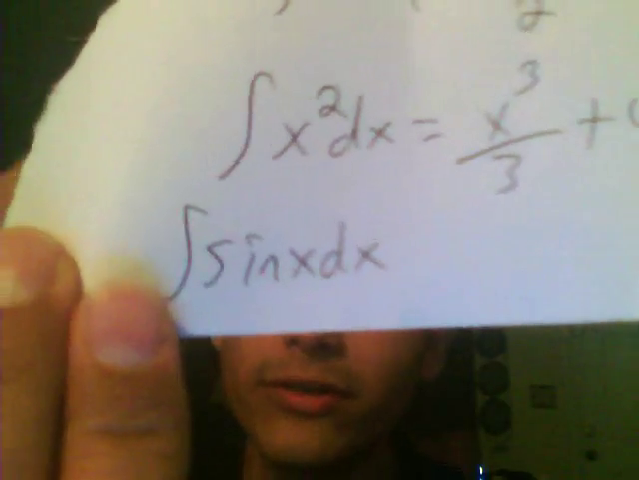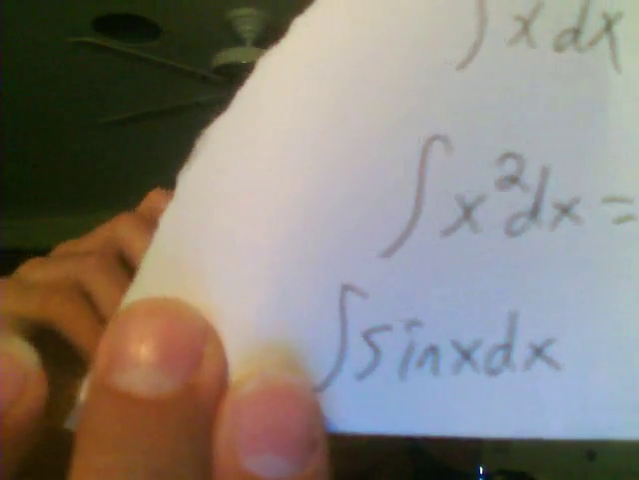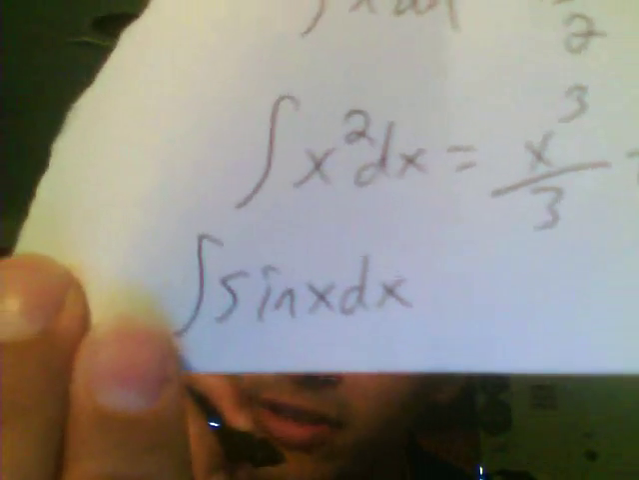Now, let's do the integral of sine x dx. So now we're going to work backwards. So you remember the derivative of sine x is cosine. Now we're doing the integral, so now we're doing the opposite. So the derivative of sine is cosine, integral of sine is negative cosine. So it equals negative cosine x plus c. That's how simple it is.